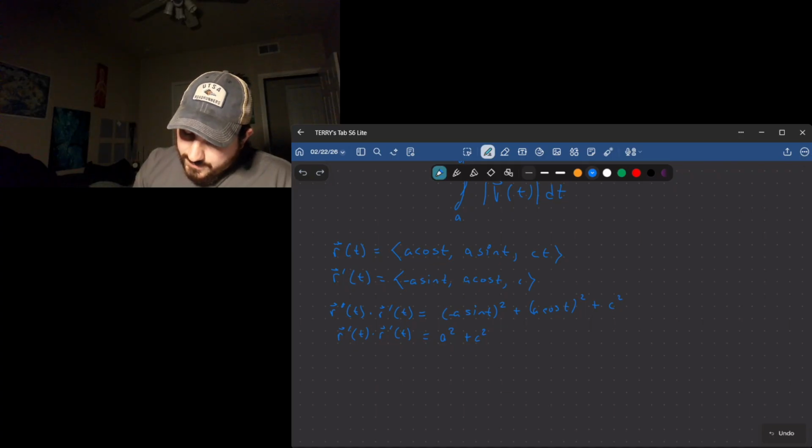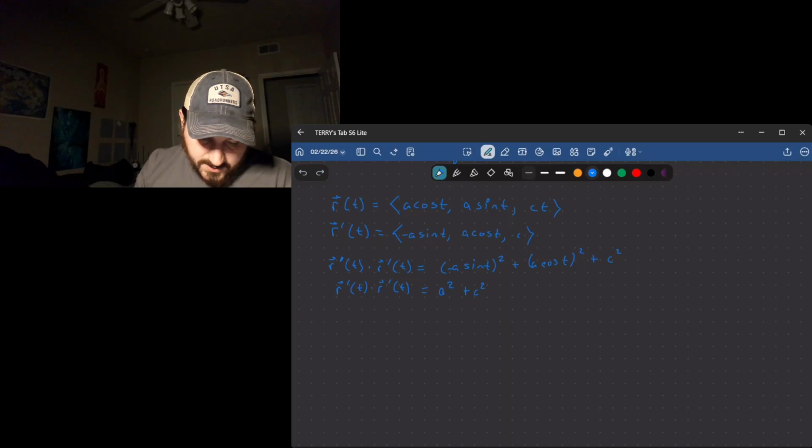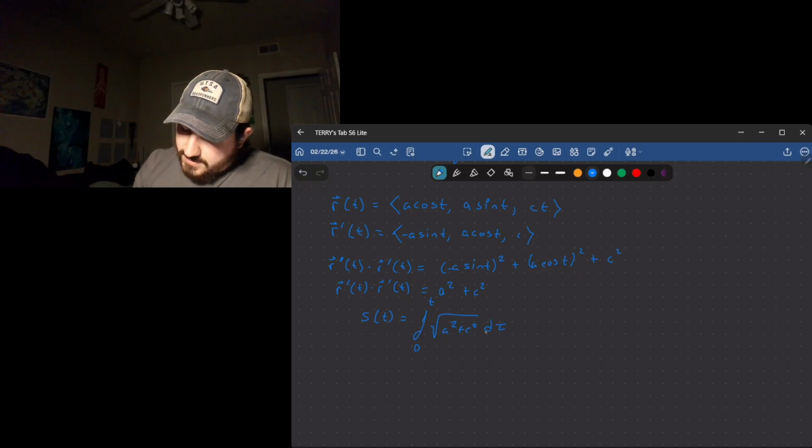There we go. Okay, so the next thing we're going to want to do here is talk about how we can parameterize this. We need to finish calculating our arc length, so let's do that first. Arc length is usually written as s of t, and in this case that's going to be the integral from 0 to t of the square root of a squared plus c squared d tau. We use d tau here because we want to use t as our upper bound, because after this we're going to parameterize it into a function t of s.